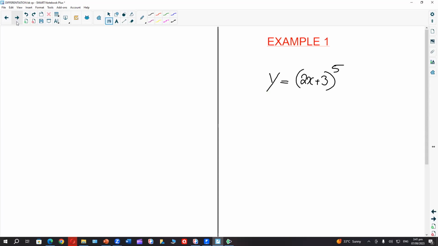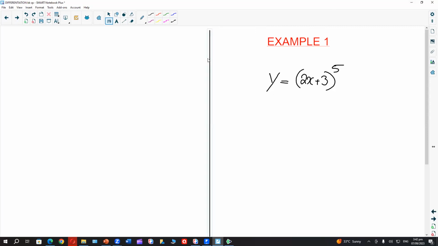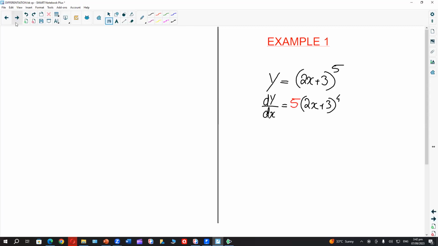You should do some examples in notes also. This is an example of how to differentiate a bracket. Y is equal to 2x plus 3 whole power 5. Once you differentiate, remember, first you have to differentiate the power. The power is 5. You have to move the power to the front. Look, the power is moved. How does the power become 4 now? Why has the power become 4? Because it has been reduced by 1.